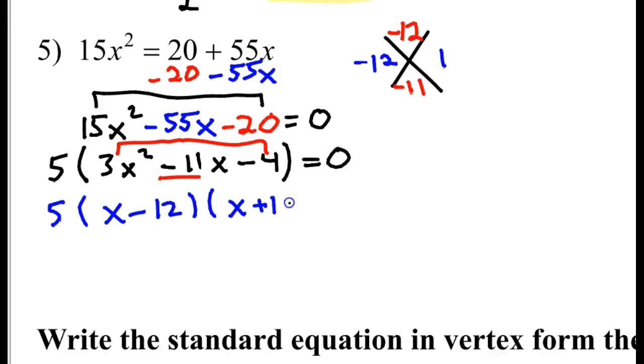How come this does not work? You see some people do it. What's an easy way to prove that it's wrong right away? If you check them, is x times x equal to 3x squared? No. Is 12 times 1 equal to negative 4? No. So you can't just take these two numbers and put them in as x plus and x minus.